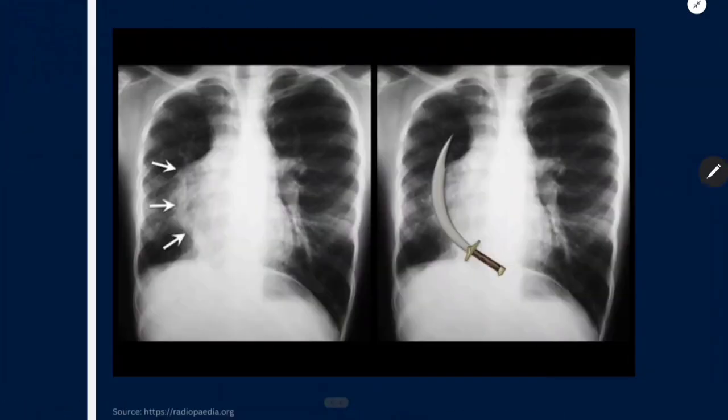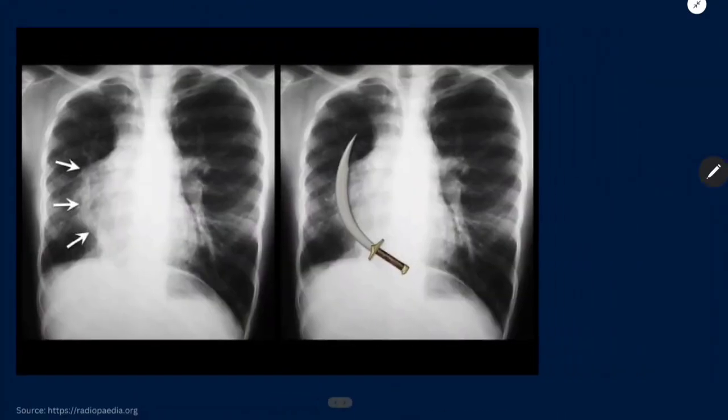Okay, next one is Scimitar sign. What is this Scimitar sign or Scimitar syndrome? Scimitar syndrome is nothing but a hypoplastic lung. Okay, so there is a hypoplastic lung. This hypoplastic lung is going to be drained by a pulmonary vein.